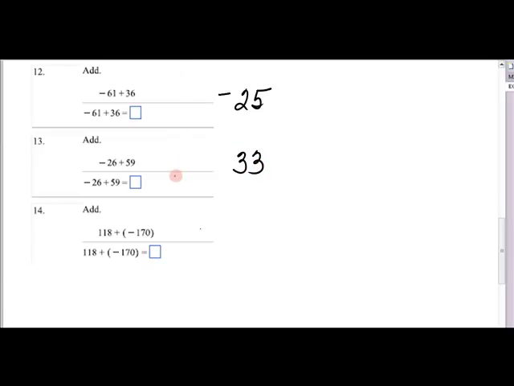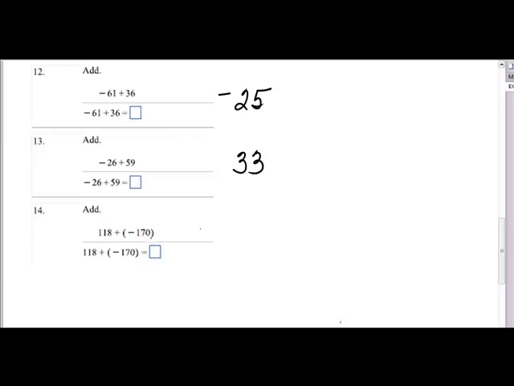So looking back at 12 and 13, number 12, one negative, one positive. Yes, we subtracted. The bigger absolute value number was negative, so we got -25. But on this one, the bigger one was positive, so we got +33. It's not convenient to use a number line anymore because these have gotten so large. All right, number 14, a +118 and a -170.